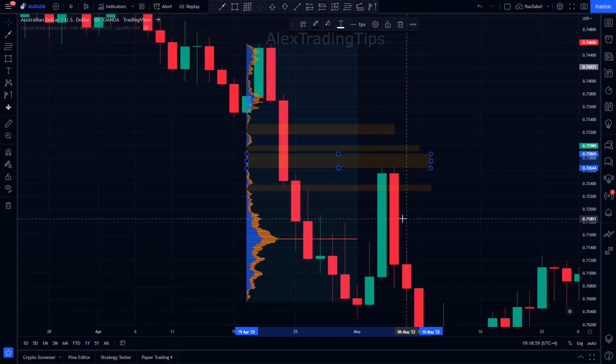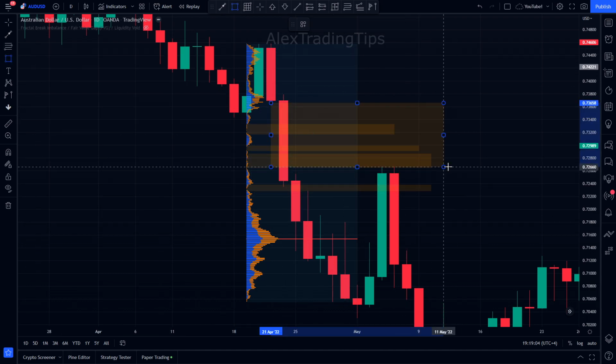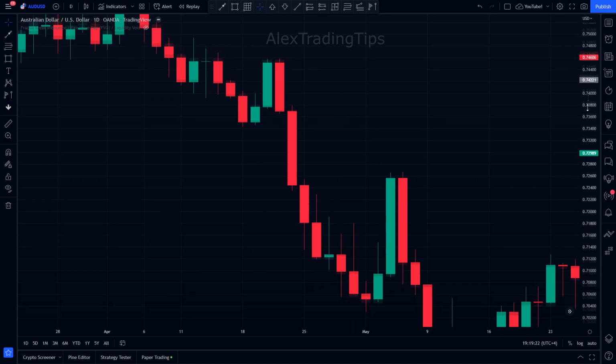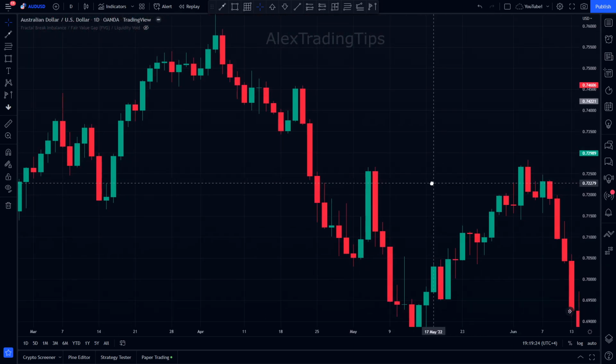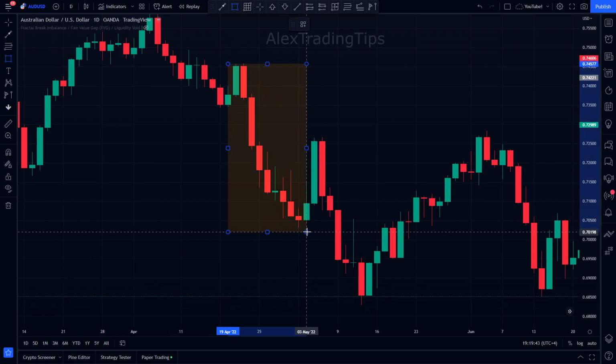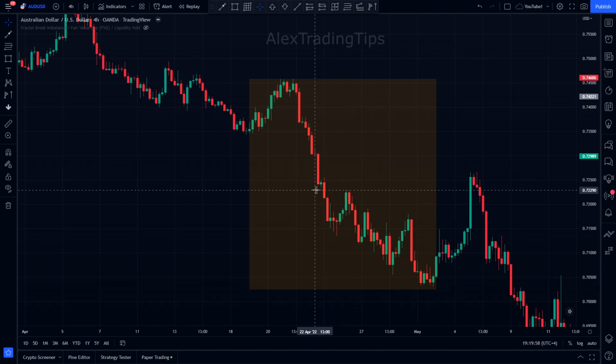Now if you think about using the wicks of the candles, it also just barely tapped inside the imbalance before dropping lower and continuing. Now the last manual method to pinpoint an imbalance is by firstly finding the move that caused an imbalance and then heading to a lower time frame where you can find the actual imbalanced candle.